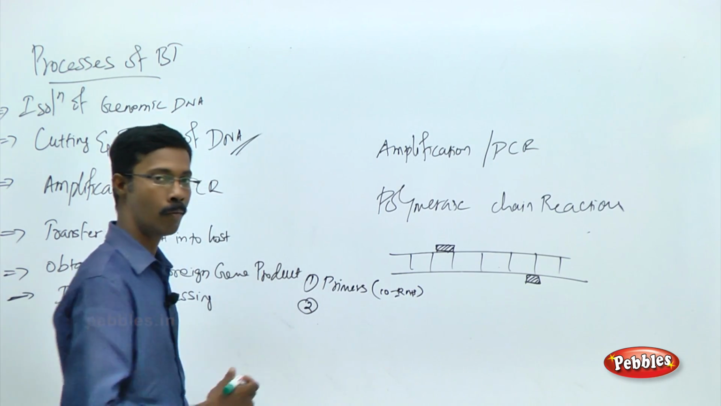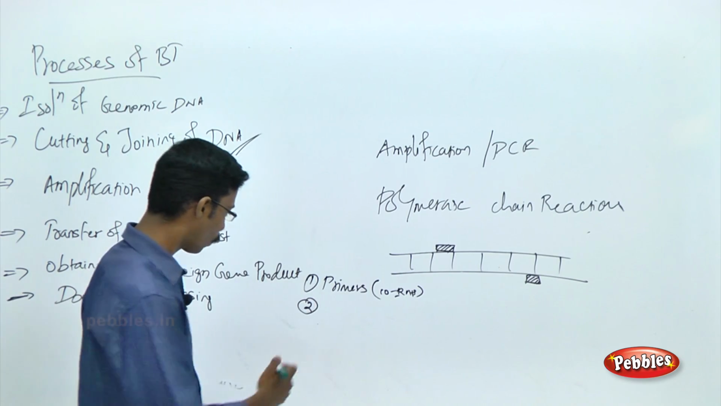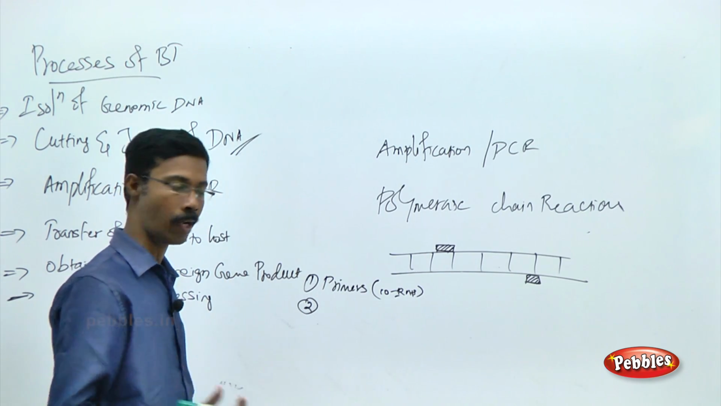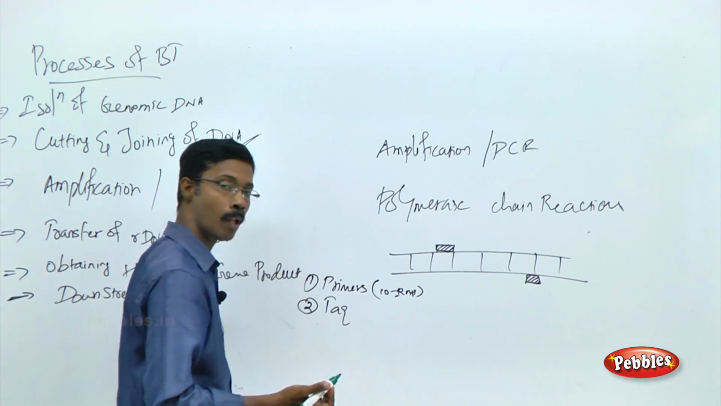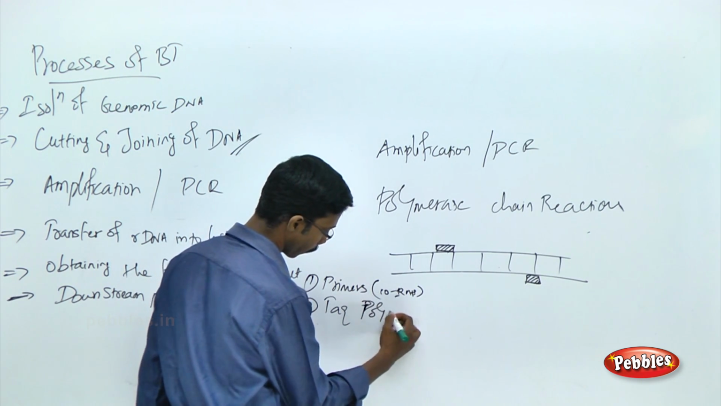Over here, the PCR reaction involves some high temperature. So you need some thermostable enzymes, enzymes which are stable at high temperature. So we are isolating the enzyme from thermophilic bacteria, that is the enzyme Taq polymerase.